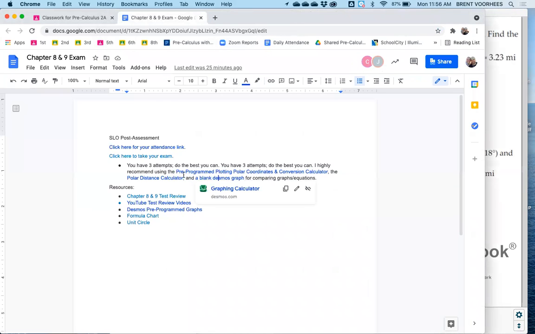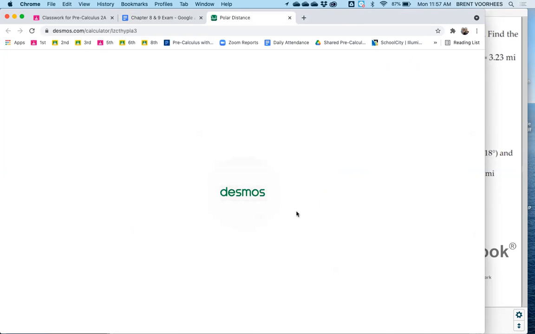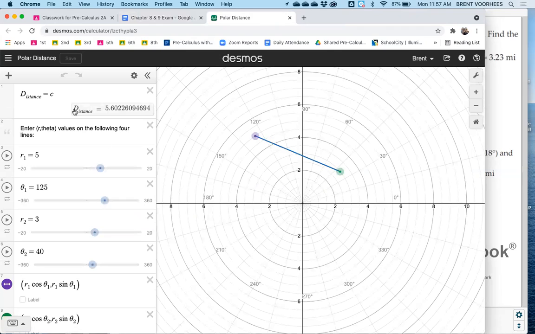Back in the instructions, I recommend 3 calculators. The polar coordinates in conversion, polar distance, and that's what I'm doing here, and the blank one is what we just finished with. So when I open up polar distance, you're going to fill in your 2 polar points here and here, and then this will calculate the distance between the two.